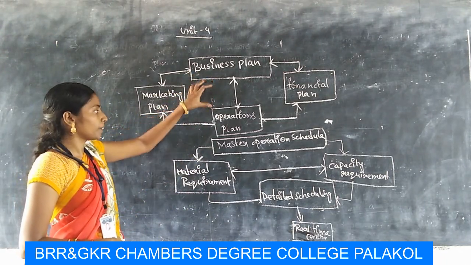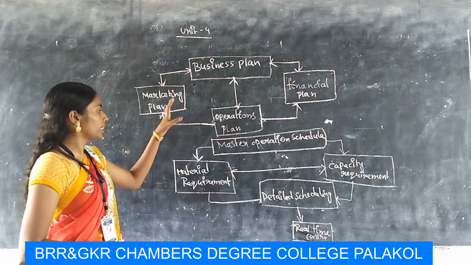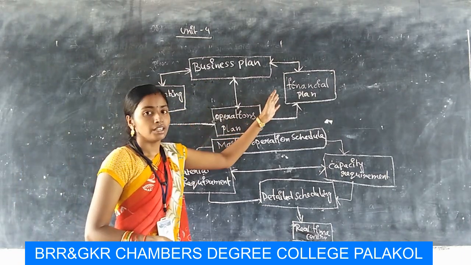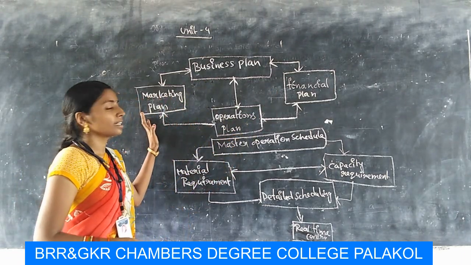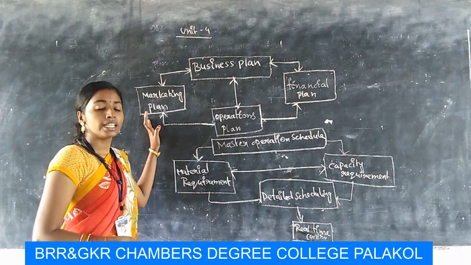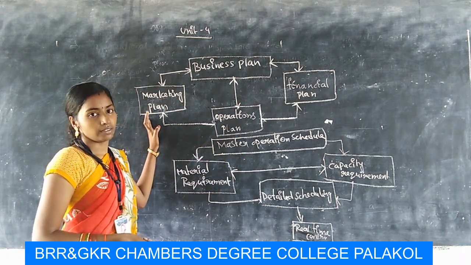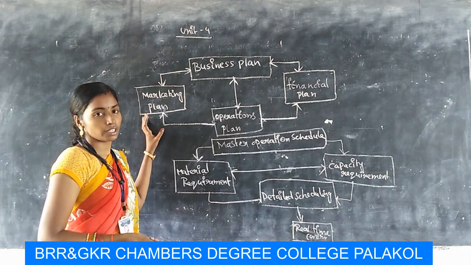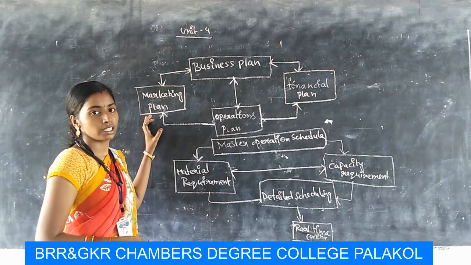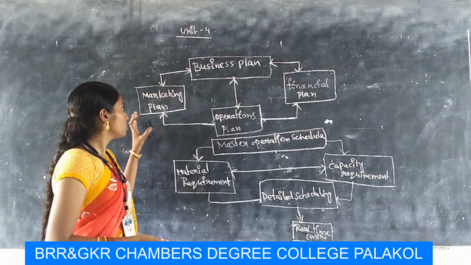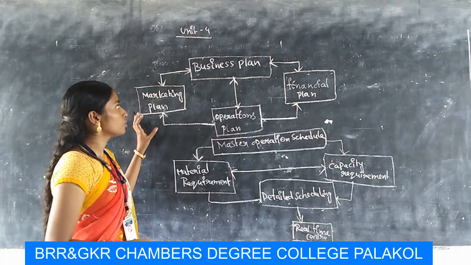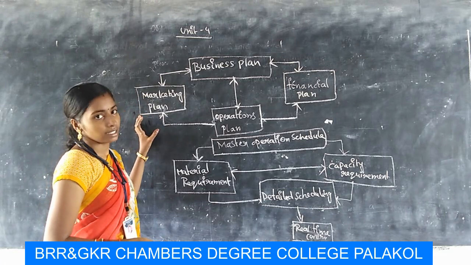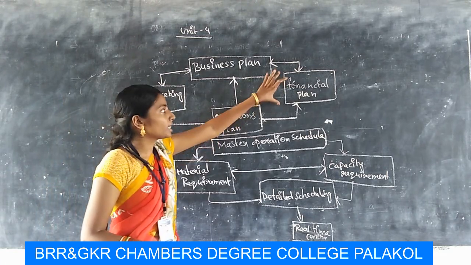Then business plan. Business organization plans in three categories, that is marketing, operations and financial. Marketing plan relates to providing strategies for the marketing activities. So it is one of the revenue functional areas which gives the organization the revenue. So the marketing plan is to be developed strategically.